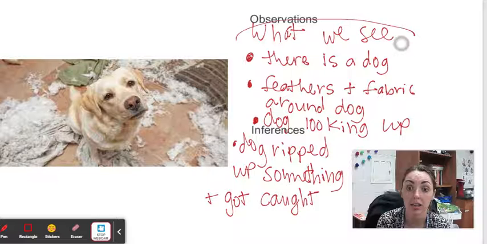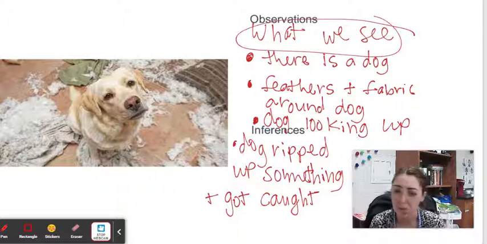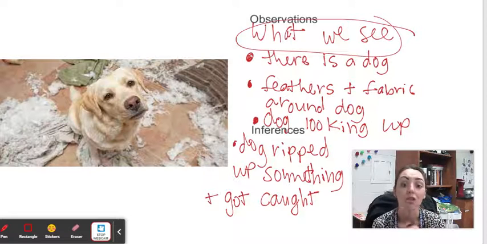Observation is what we see. And my inference, I don't have room to write that, but my inference is what I think is happening. So I think the dog ripped up something and got caught.